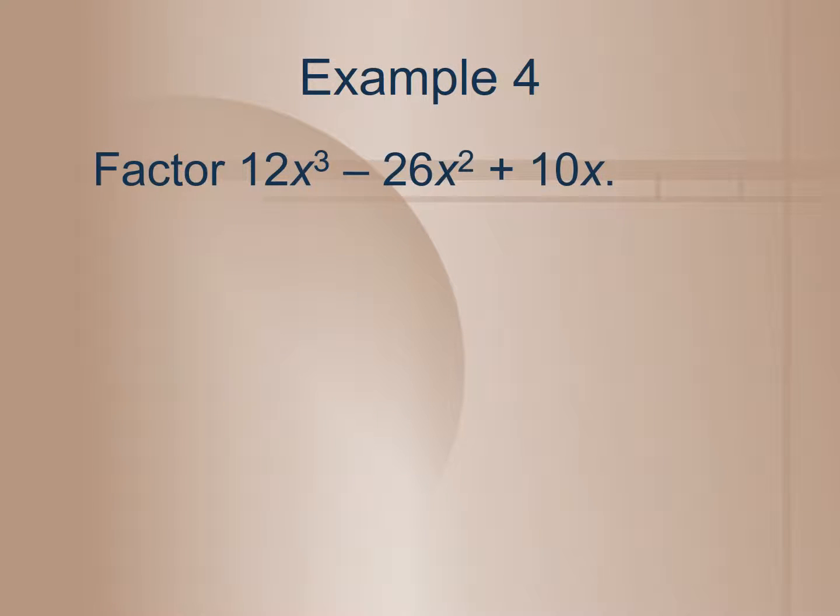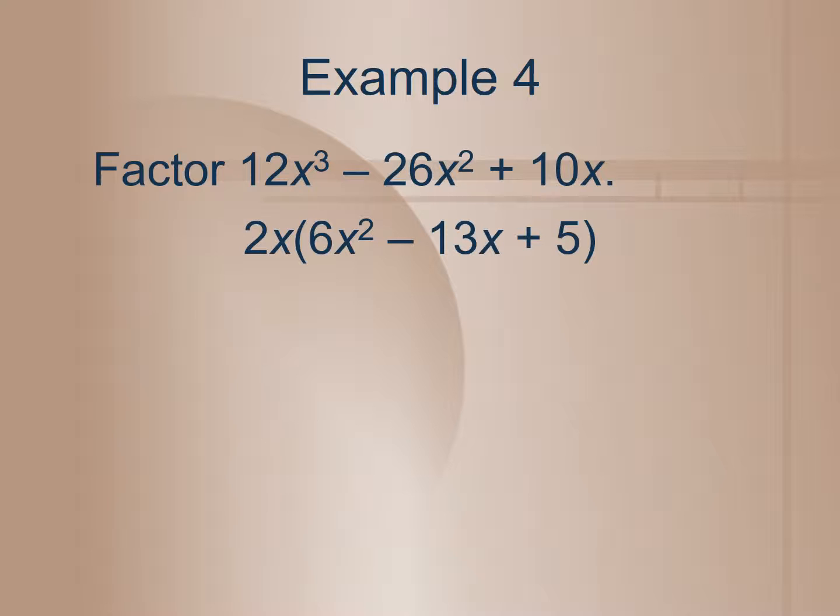So in example 4, we have 12x cubed minus 20x squared plus 10x. So I have a common factor of 2, because 2 will go into all of those. And I also have a common factor of x. So I'm going to pull out a 2x. So 12x cubed divided by 2x is 6x squared. Negative 20x squared divided by 2x leaves me negative 10x. 10x divided by 2x becomes 5.